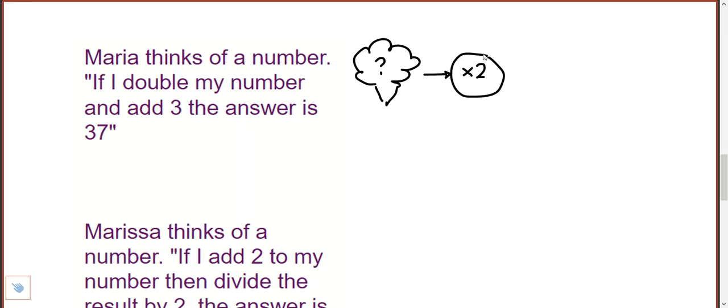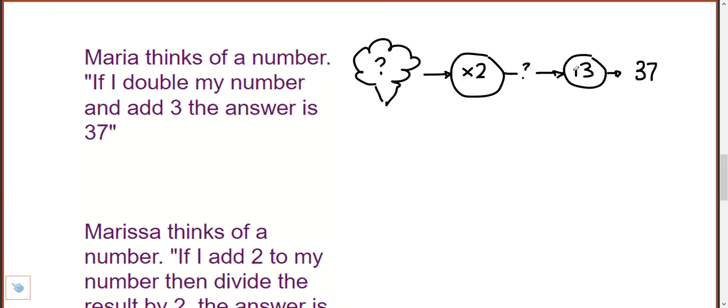By the way, don't write these as notes yet because you're going to write them in your notes book. So just work with me, listen to me. What does she do? We get a result. We don't know what that result is, but she takes that result and adds 3. She does another operation. She gets an answer, and we're told the answer this time is 37.